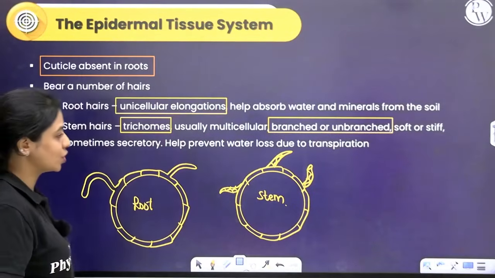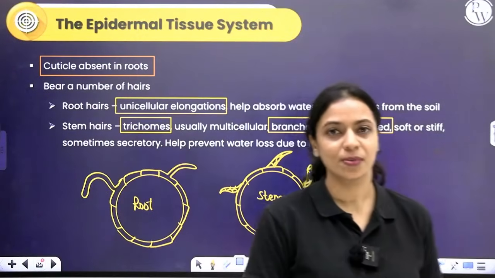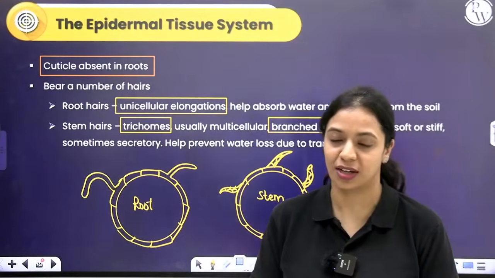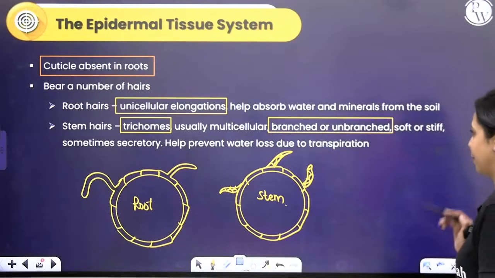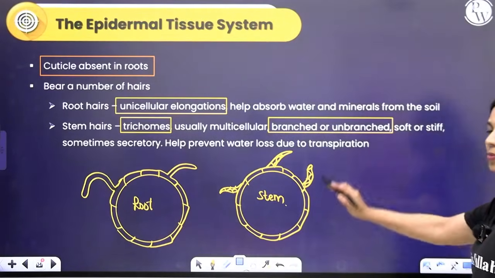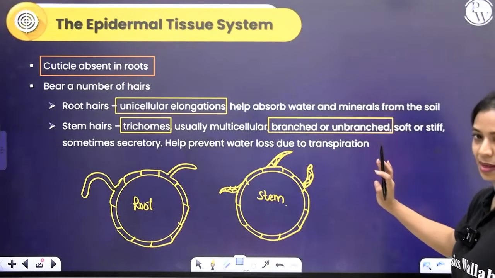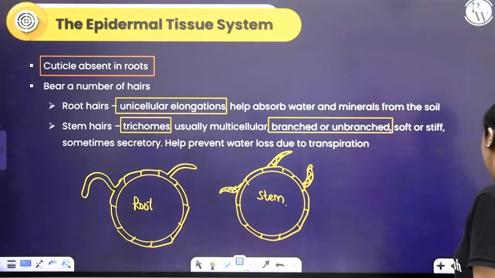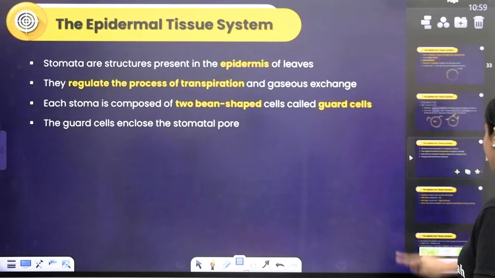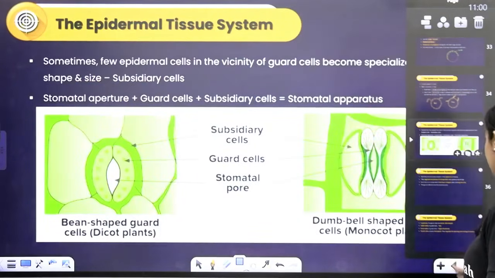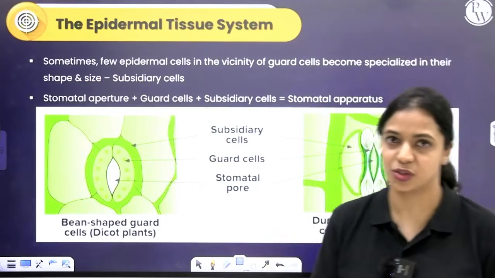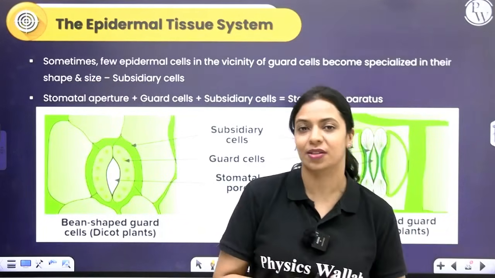What is the function of trichomes? The function of trichomes is to help in reducing the rate of transpiration and thereby conserving water. So the function of trichomes and the function of cuticle is the same. Now let's talk about the stomata. What are stomata? Stomata are openings that you can find in the aerial parts of the plant like young stems and leaves.